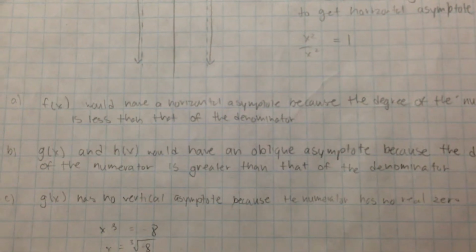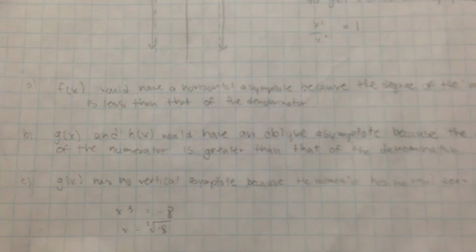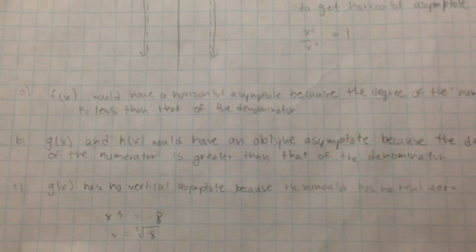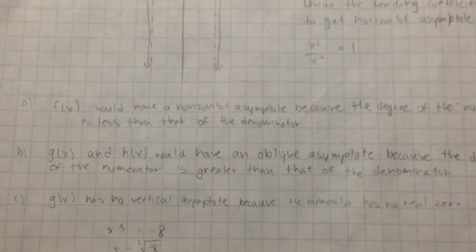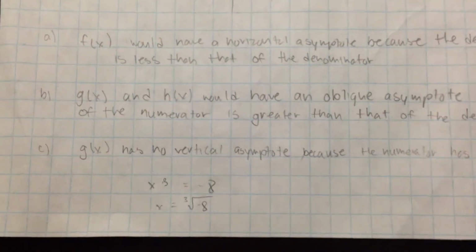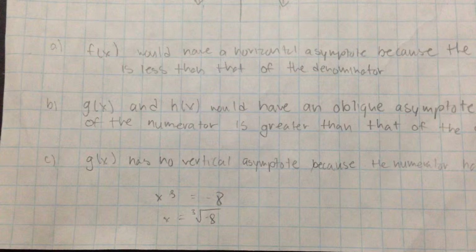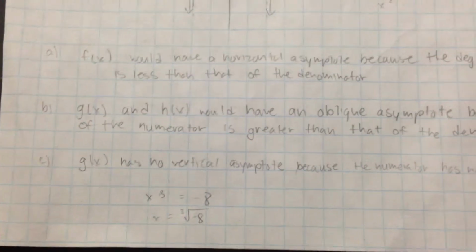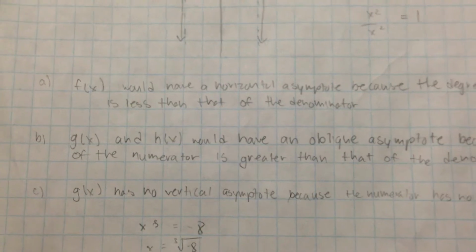C asks which has no vertical asymptote. Now g of x, by inspection of the equation, does not have a vertical asymptote because the numerator has no real zero. When you equate x cubed plus 8 equals 0, you get x cubed equals negative 8. And when you do that, you get a negative root, which you cannot have as a real answer. You have to have an imaginary answer. So there is no real zero, therefore there is no vertical asymptote.